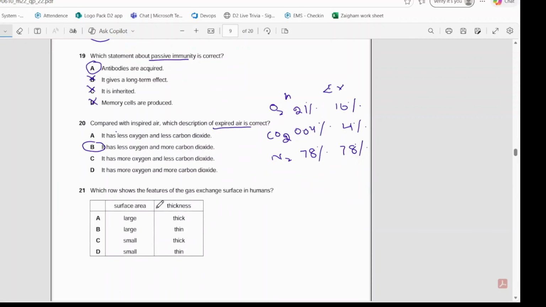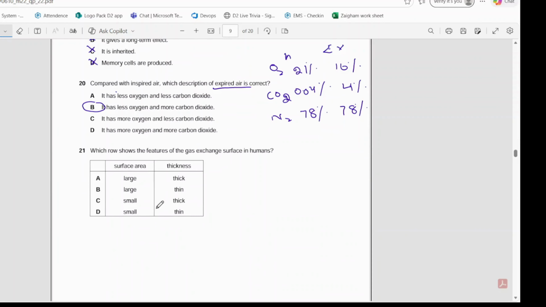Which row shows the feature of the gas exchange surface in humans? So the surface area is more, definitely, only then the exchange is more, and the thickness would be thin. Okay, there are four characteristics of alveoli. Basically, they're talking about alveoli. So alveoli have more surface area. Two are given. They have thin layers so that there would be easy diffusion. What are the other two? It has a layer of moisture on it, correct. Lots of blood vessels covering it.